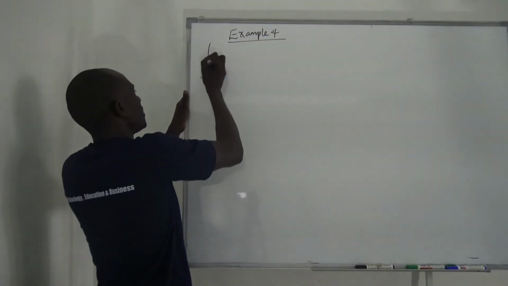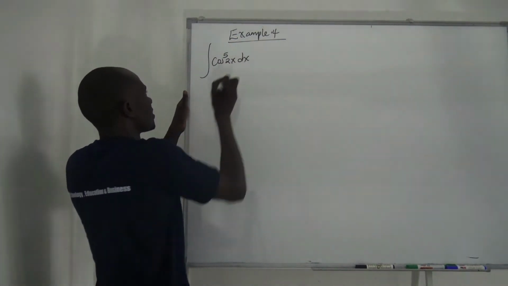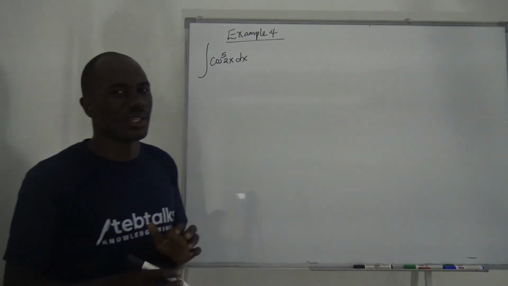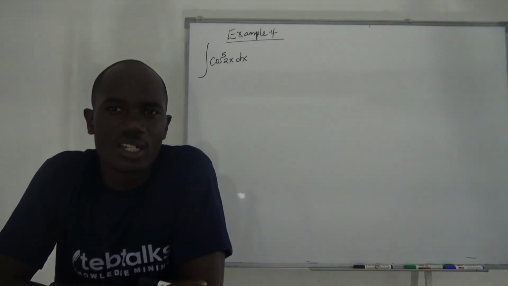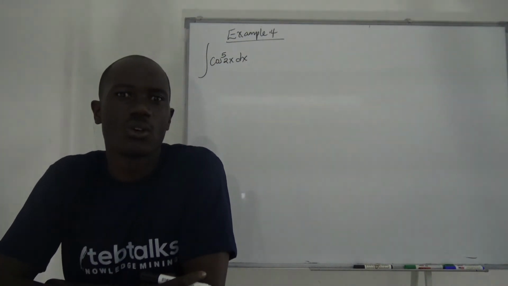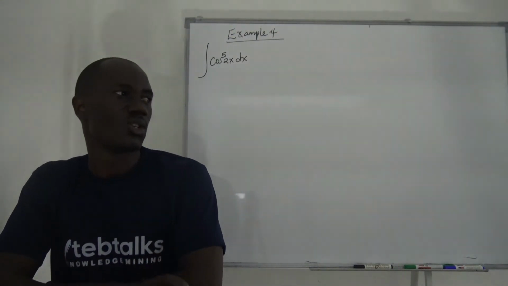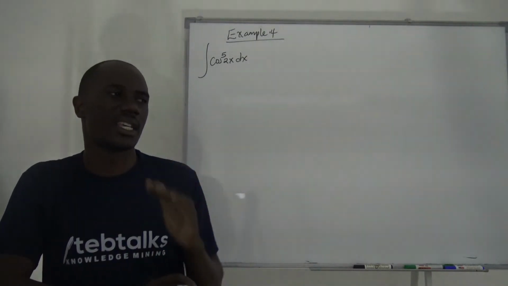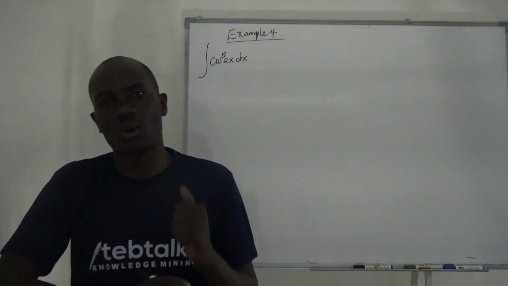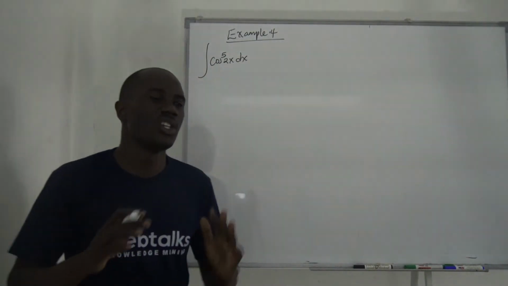Example 4 goes: integrate cos power 5 of 2x dx. I want people to be very attentive on this. It is saying integrate cos power 5 of 2x dx. So what are we going to do with such a problem after it is given to you?